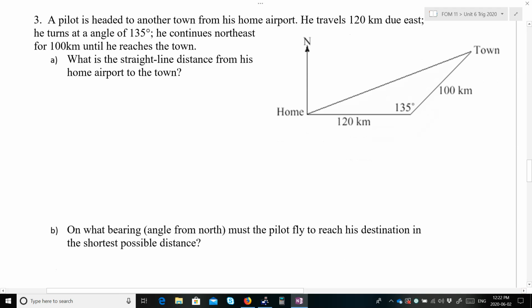Okay. No 90-degree triangle, so that means sine law or cosine law. Sine law is good if you have an angle-side relationship, which we don't. Cosine law is good if you have an angle between two sides. And we do want to find the distance from his home airport to the town, so we want to find this distance that is across from that angle. So we label the angle A, and we are looking for little a, and it doesn't matter how you label B and C. So you have a squared is equal to b squared plus c squared minus 2bc cos A.